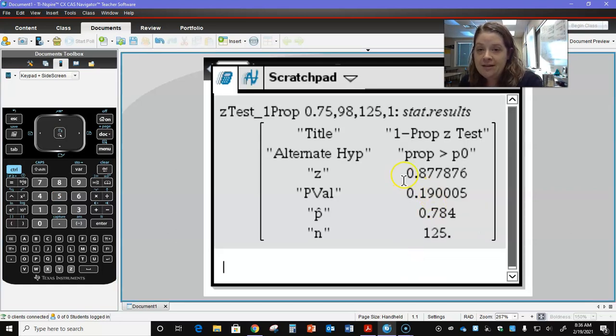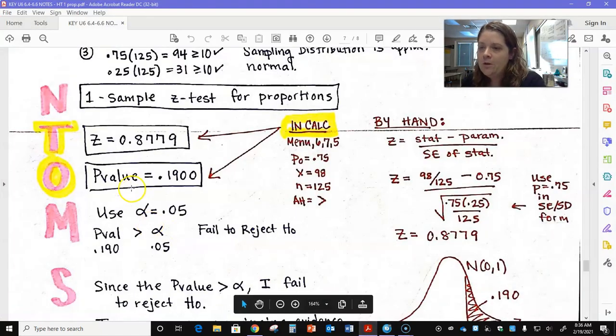Hit OK. My Z-score is 0.88 or 0.878-ish, and my p-value is about 19%. All right, so my Z-score is 0.8779 rounded, p-value is 0.1900.